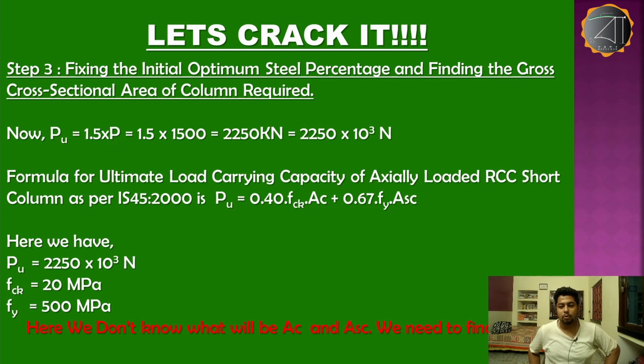Formula for ultimate load carrying capacity of an axially loaded RCC short column as per IS 456. It is mentioned as 45, it is a mistake, it will be IS 456 2000. PU equals 0.40 FCK multiplied by AC plus 0.67 FY ASC. Here we have PU equals 2250 multiplied by 10 to the power 3 Newton, FCK equals 20 MPa and FY equals 500 MPa. Here we do not know what AC and ASC will be, and we need to find a way out for this.